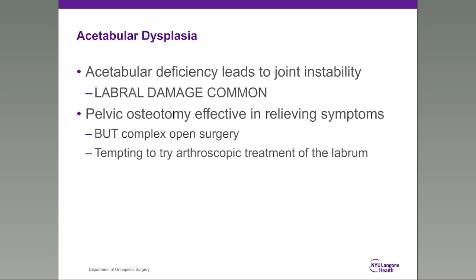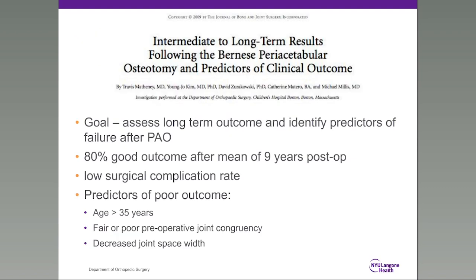So acetabular deficiency oftentimes leads to labral damage, and we know that PAO, or periacetabular osteotomy, is a very effective surgery in relieving symptoms, but it's complex open surgery, so it's very tempting for us arthroscopic surgeons to treat the labrum. And we know there are good long-term results with PAOs, 80% good outcomes in this study at a mean of 9 years, with low surgical complication rates, but there are some predictors of poor outcome: age greater than 35, fair or poor pre-op joint congruity, and decreased joint space width.